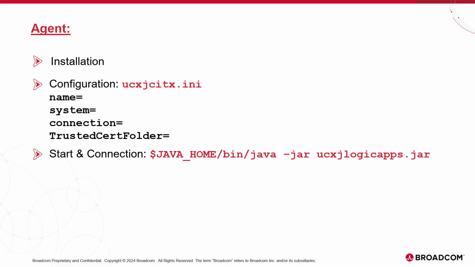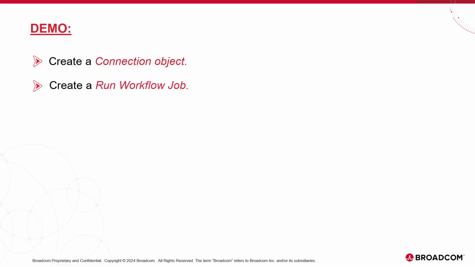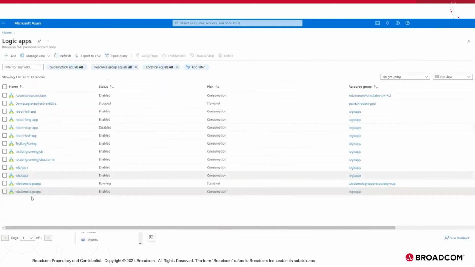The agent connects to AE and deploys the object templates needed to support the integration, the CON or connection object, and the Azure Logic Apps Run workflow job. In our demo, we will create a connection object. Once we have established the connection to the Azure Logic Apps environment, we'll create a Run workflow job. Finally, we'll execute and supervise the job. Let's start with the demo.